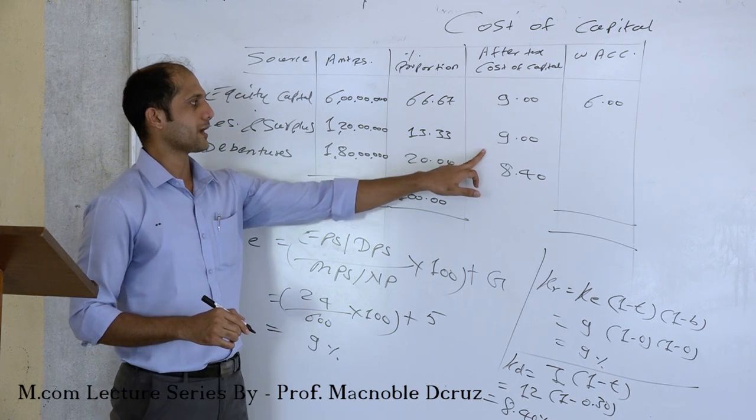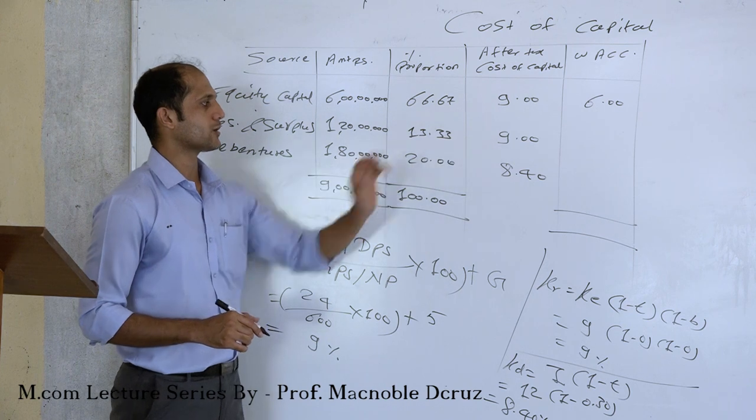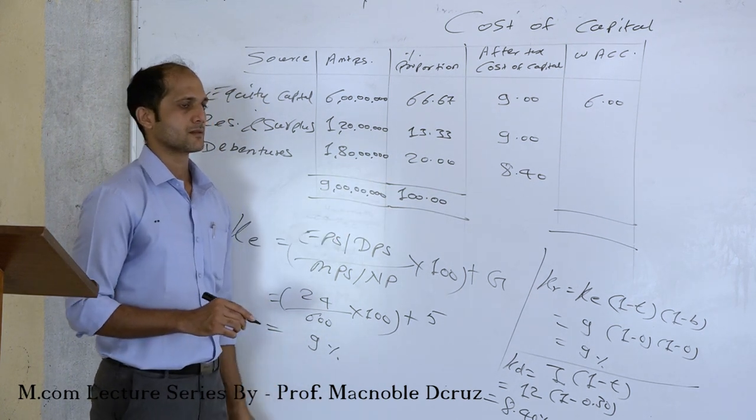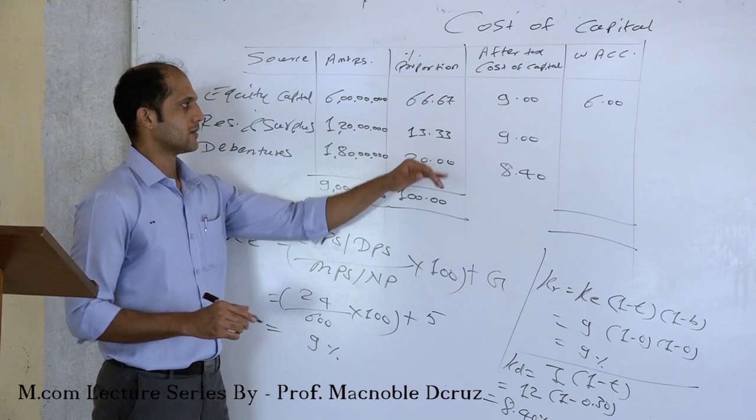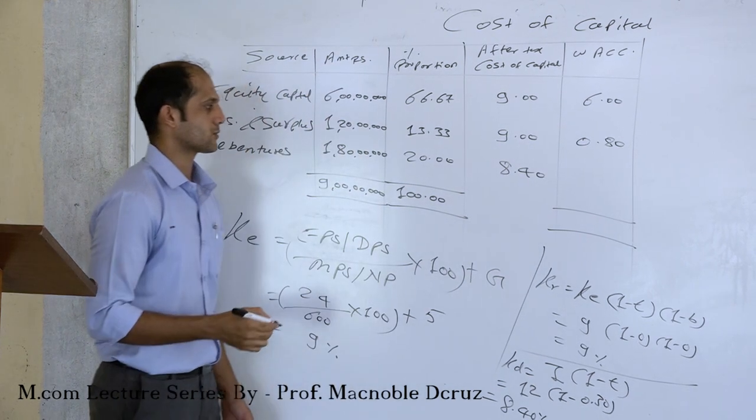33.33 into 9, you will get the value. So 33.33 into 9, how much value will you get? Can anyone calculate? It comes 0.89. Otherwise we will calculate with the help of a calculator.